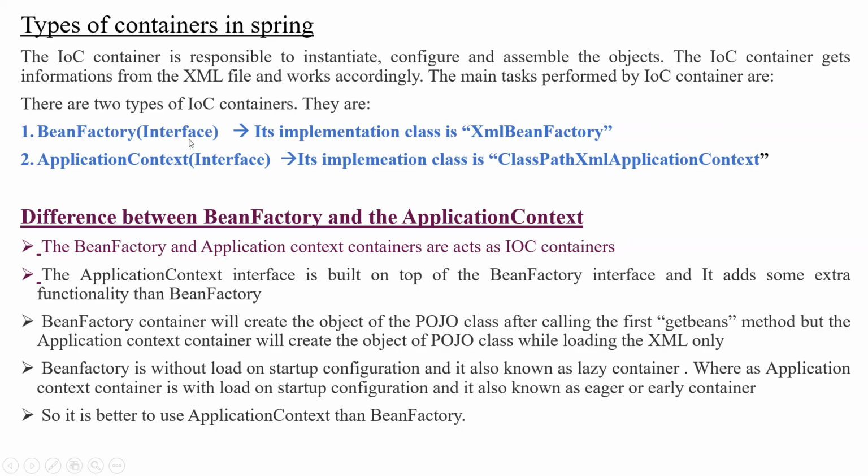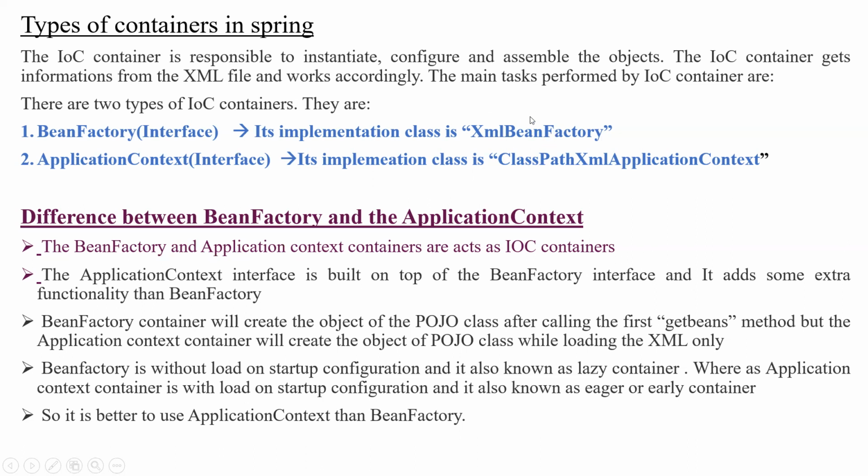But in the BeanFactory container, we have to load the XML file. After loading the XML file, we have to call one method called the getBean method. Only after calling the getBean method will XMLBeanFactory create an object. But in the second one, just loading is enough. After loading the XML file, it will understand and create an object before calling the getBean method. That's why this is an early container and this is a lazy container.